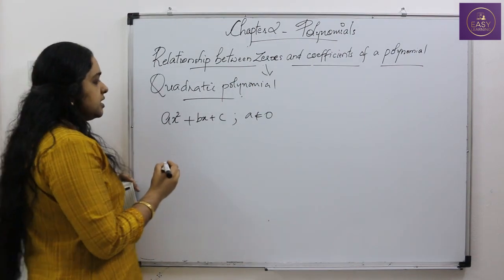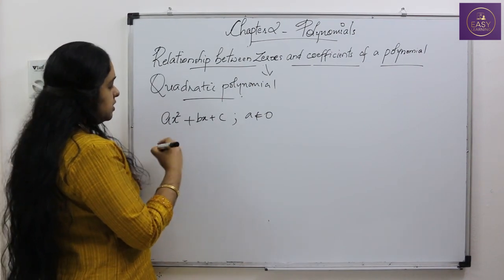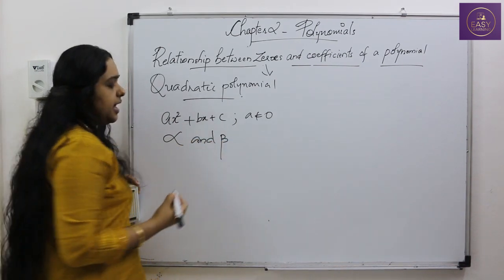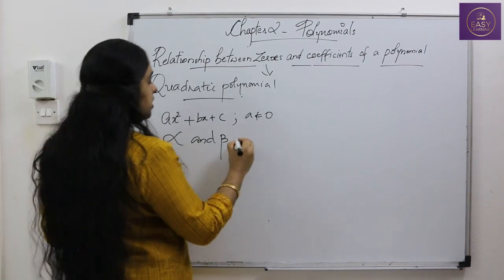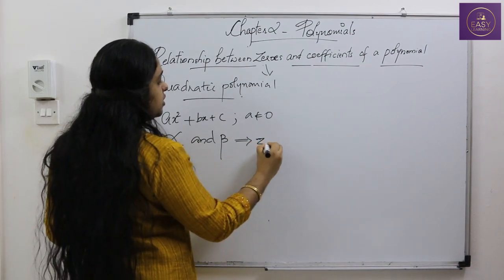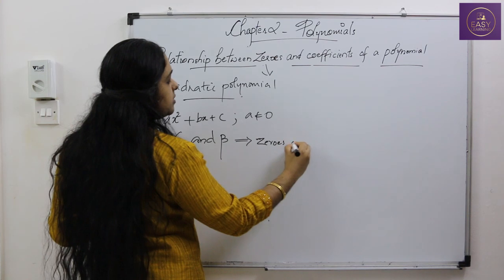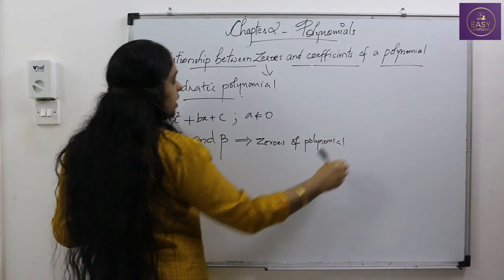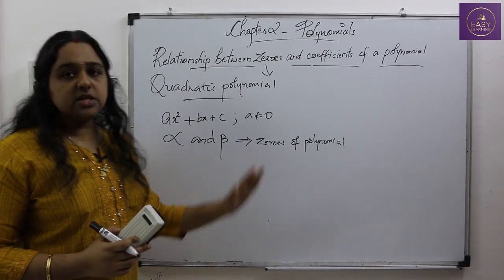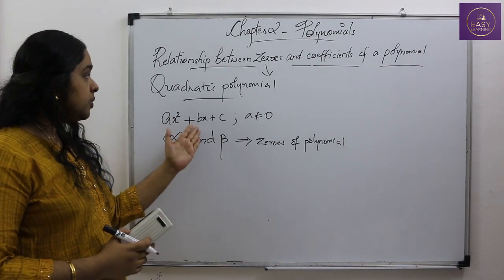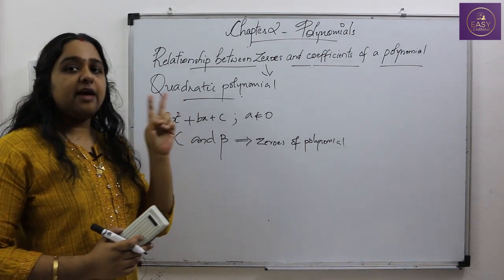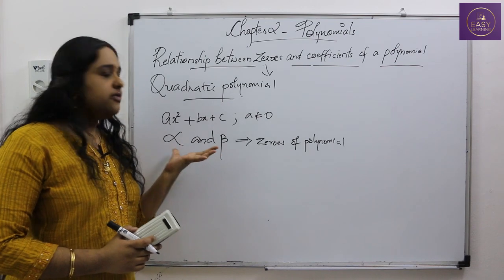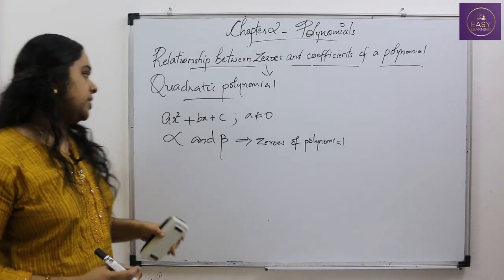We will have two zeros of the polynomial, so we are using two variables, alpha and beta, to denote the zeros of this polynomial. Since it is a quadratic polynomial, we have two zeros, denoted by alpha and beta.